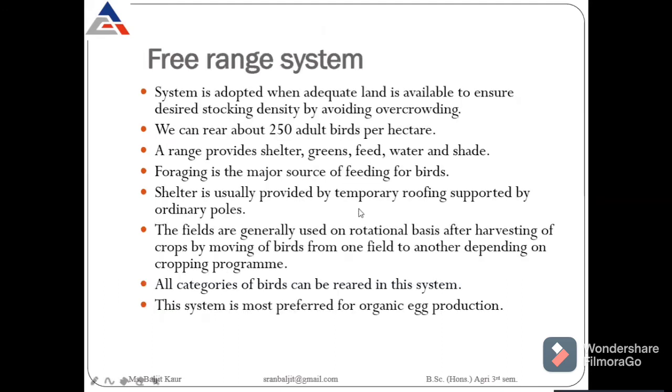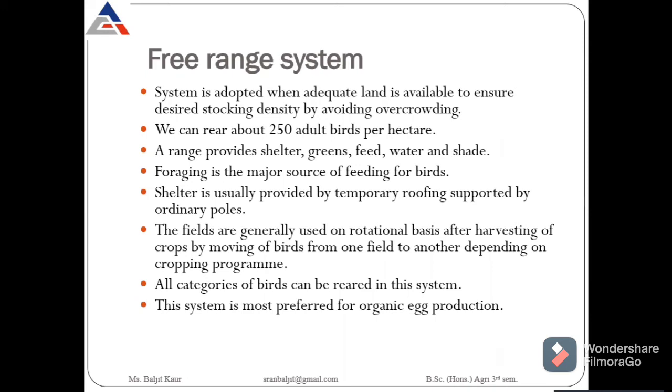Free range system means the birds are allowed to move freely, right? So land of about 1 acre or 2 acres, or we can say 1 hectare, is selected, and the birds can move freely on that land, right?